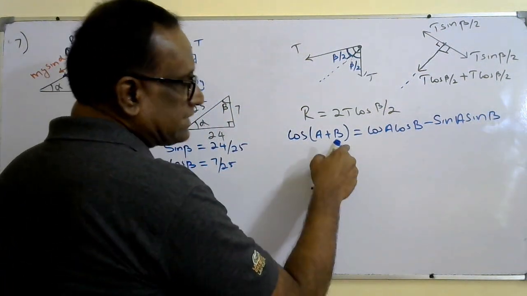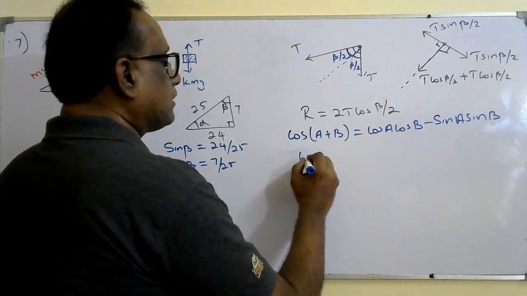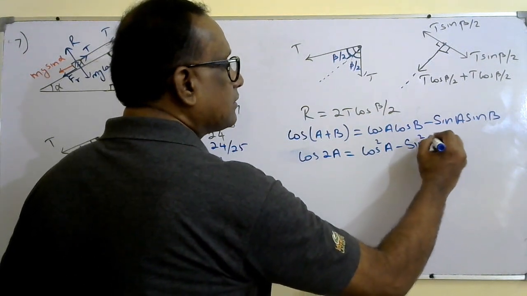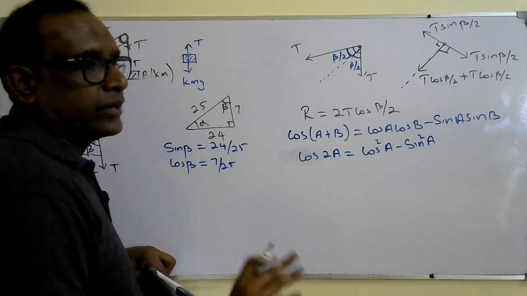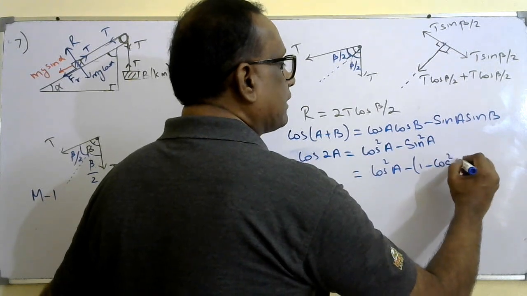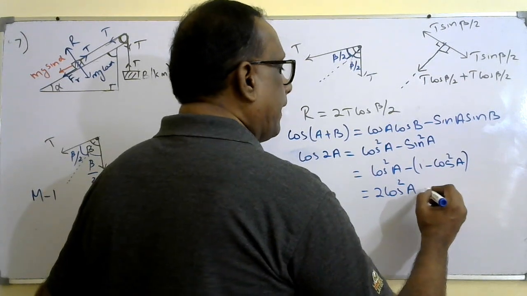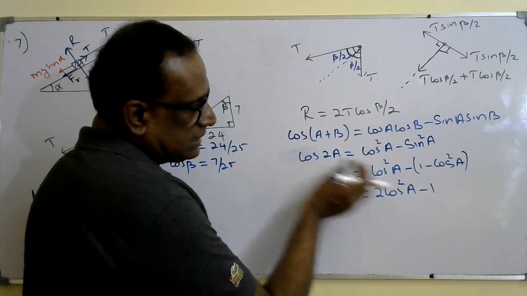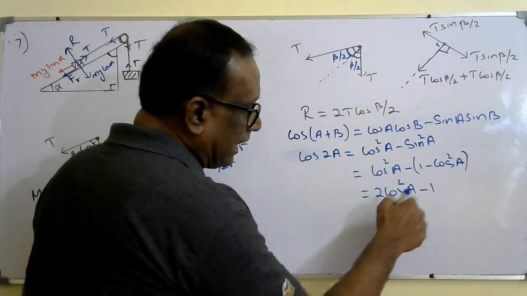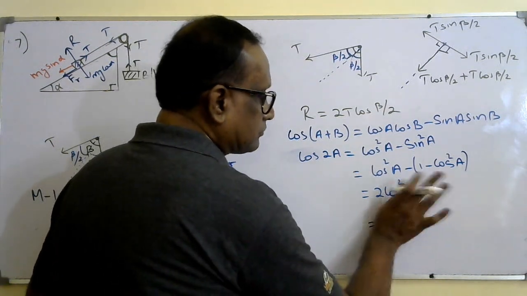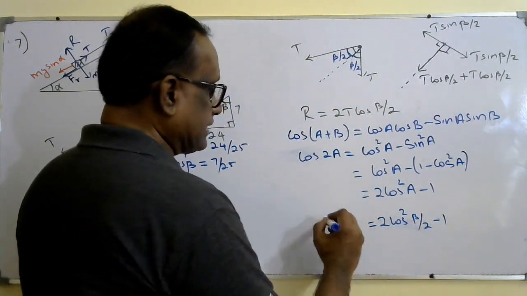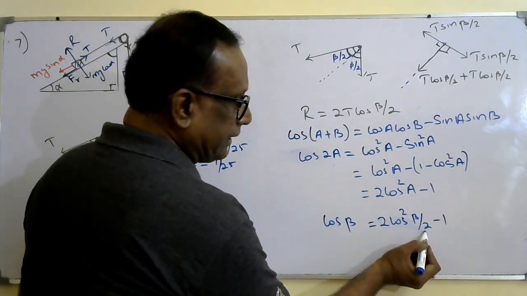If A equals B, then cos 2A is equal to cos squared A minus sin squared A. But you know that sin squared A plus cos squared A equals 1, so instead of sin squared A, I can write 1 minus cos squared A. That gives 2 cos squared A minus 1, which is cos 2A. So I can consider 2 cos squared (beta/2) minus 1, which is cos beta, since beta is double beta/2.